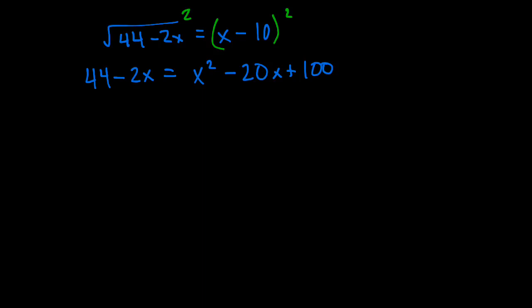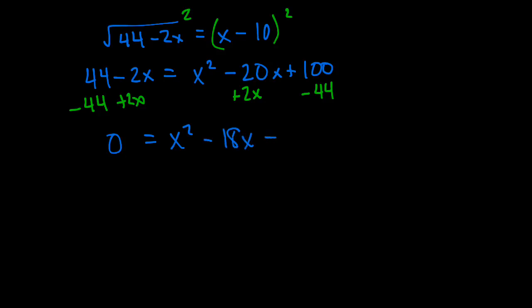So now we have a quadratic that we're going to have to solve, but before we solve that, we need to get that left side moved over. We want this equal to 0 before factoring would do us any good. So let's subtract 44 from each side, add 2x to each side. So 0 equals x squared minus 18x minus 56. That shouldn't be minus 56, that should be plus 56. That does give us a positive.